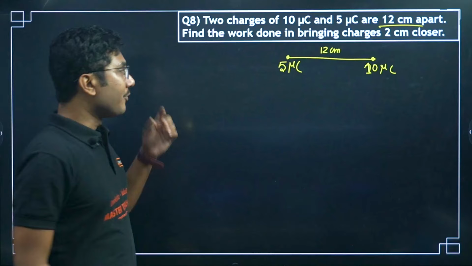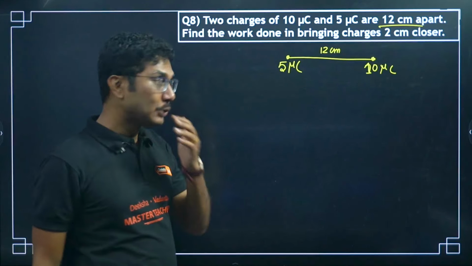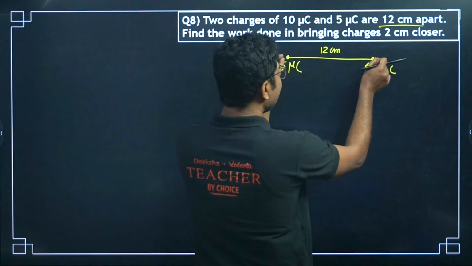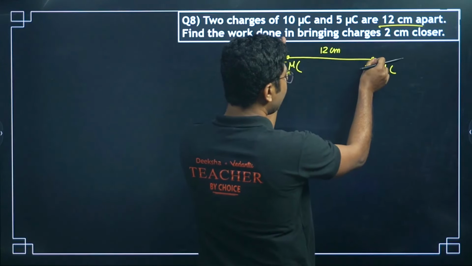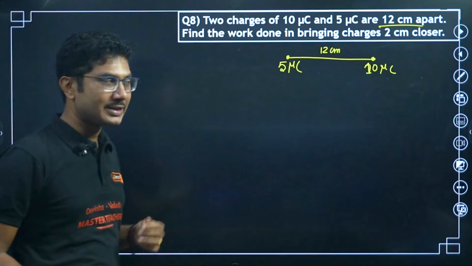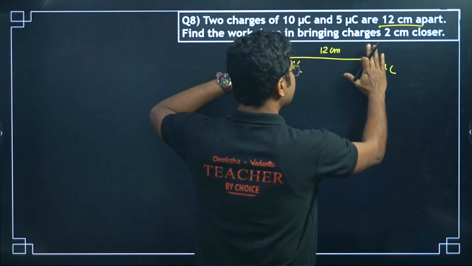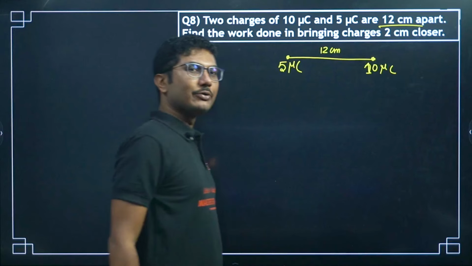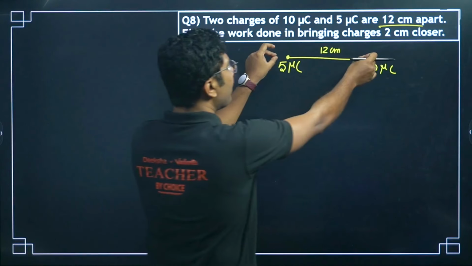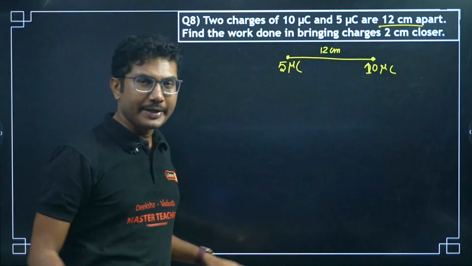Now, find the work done to bring the charges 2 centimeter closer. So, basically you fix one charge, you bring one charge 2 centimeter closer. Any one of the charge if you fix, that will be sufficient. Fix one charge and bring the other charge by 2 centimeter, or fix the other charge and bring this one, that is fine, or you bring both charges by 1 centimeter, that is also fine. It is independent of the path.